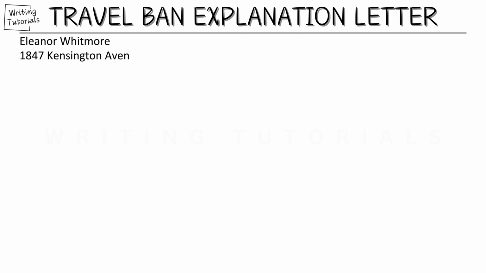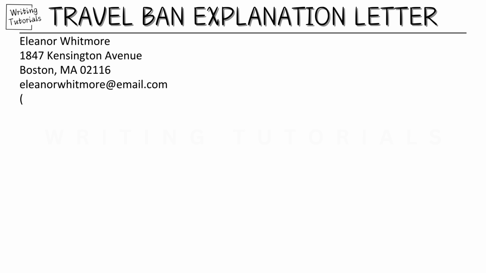This section identifies the person submitting the explanation. Your name and contact information should be accurate and should match the information provided in your visa application and supporting documents. For an immigration explanation letter, consistency is especially important. Make sure your personal details are current and that there are no unnecessary differences between this letter and your official application. Next comes the date.